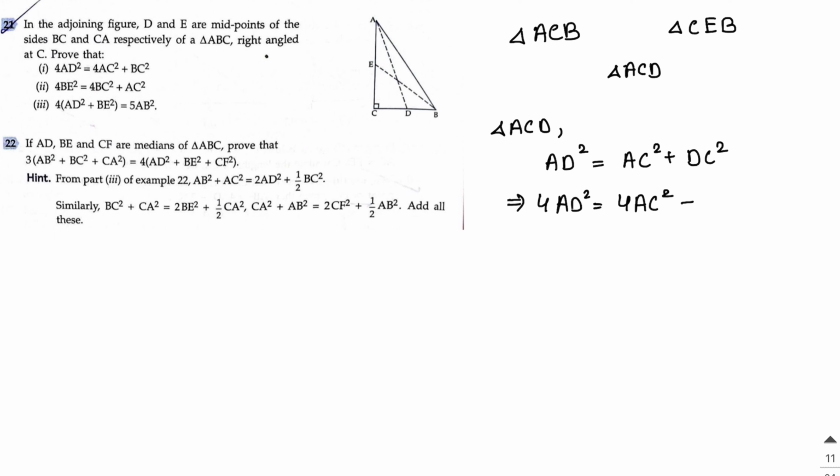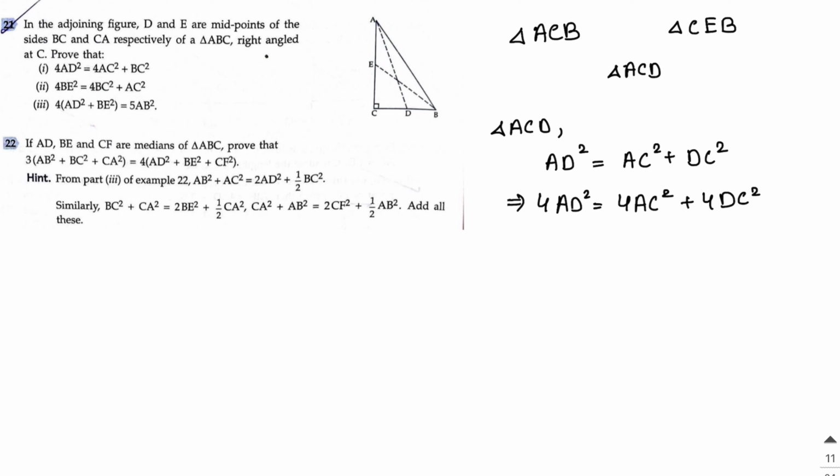So first prove that 4AD square is equal to 4AC square plus BC square. Okay, so from the right angle triangle ACD, there will be another triangle, that is ACD. That means here total 3 right angle triangles. So from the right angle triangle ACD, you can write down AD square is equal to AC square plus DC square, or CD square. Now if you multiply 4 with each and every term, it will be 4AD square, then 4AC square, and then 4DC square.